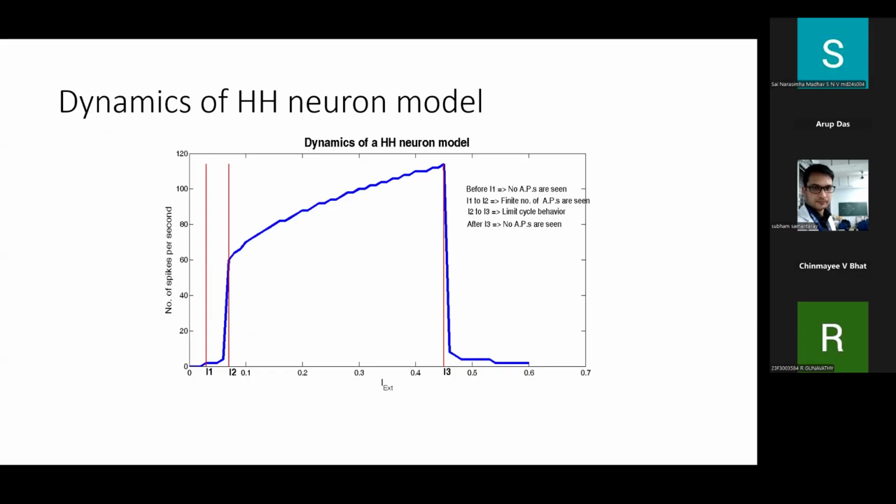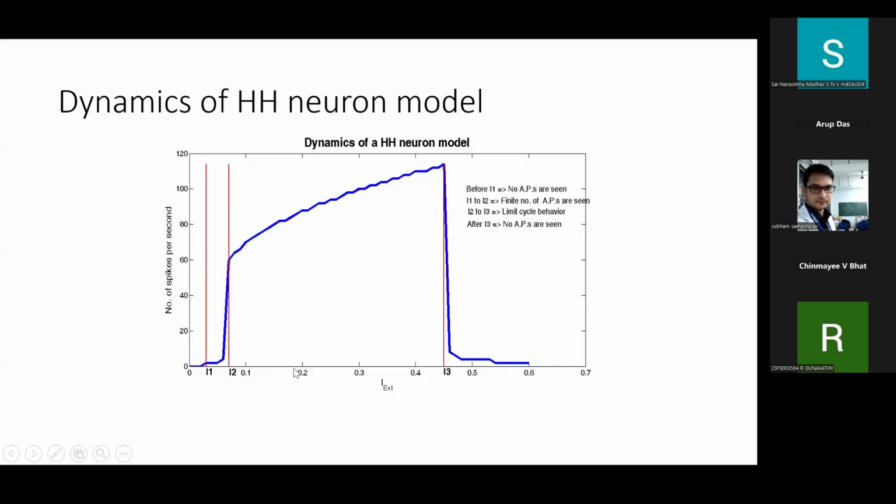Okay, so if you want to summarize all this into one graph, the x-axis is the input current, and the y-axis is the spike rate or spike frequency. Up to the first threshold, there are no spikes at all, so there's no frequency. Between the first threshold and the second threshold, it won't show continuous firing. It will only show one or two action potentials and become silent again. So there also there is no real frequency. Frequency means you should have continuous firing. But once the input current crosses the second threshold, then there's continuous firing.